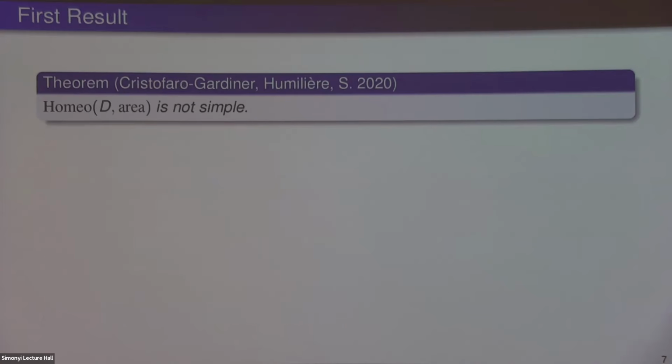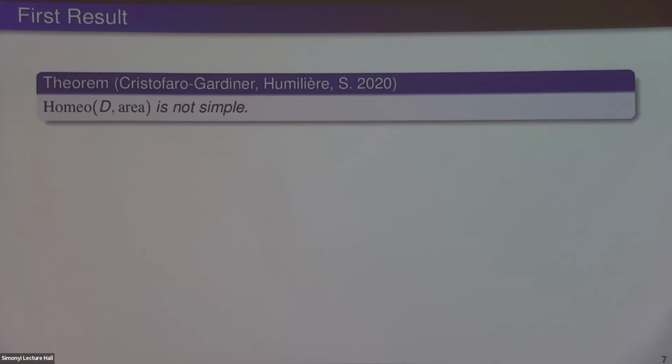And that brings us to the first theorem of today's talk, which says the conjecture is true for area preserving homeomorphisms of the disk. So it's not a simple group. Okay? And this I proved jointly with Dan and Vincent Humilière around 5 years ago. So we'll see why Floer theory plays an important role here.